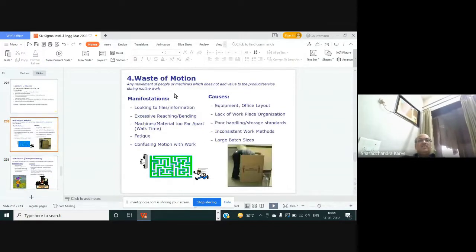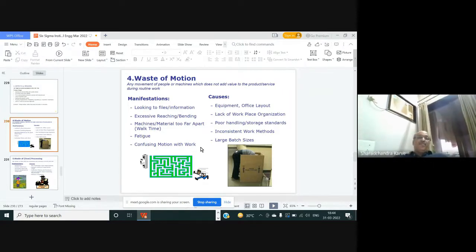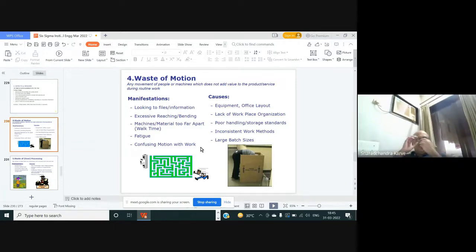Then fourth is waste of motion: looking for file information, excessive reaching and bending, machine and material too far apart, fatigue, confusing motion at work, etc. These are various examples of motion. Generally when we call it waste of motion, it is for human activities, and when we call it transportation, it is for goods or something like that. So waste of motion is about human activities.